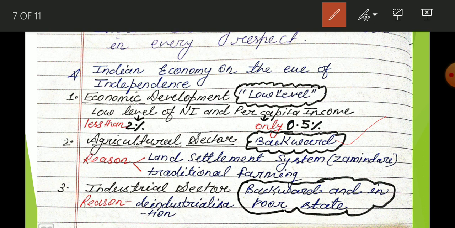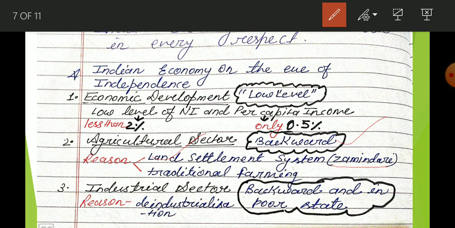Okay, so the first reason I had written is the land settlement system and zamindari system. I think there are many movies about this system. A very famous movie is Mother India, and also Lagan of Aamir Khan. I will give you a proper explanation when I explain the agriculture sector.